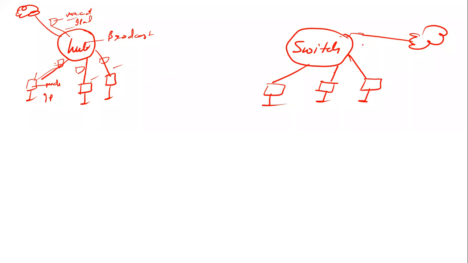In a switch, whenever a data packet comes, the switch or router already uses the ARP table we have.